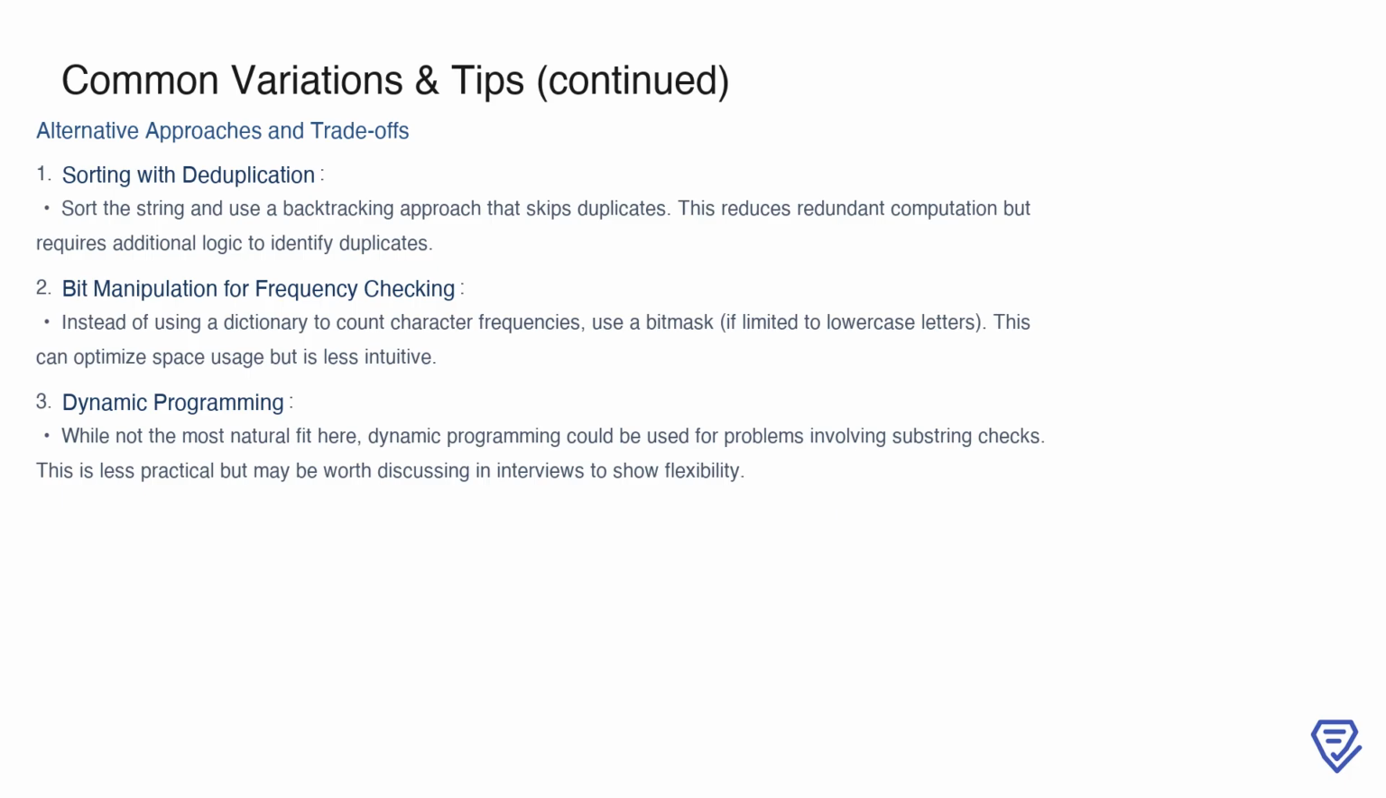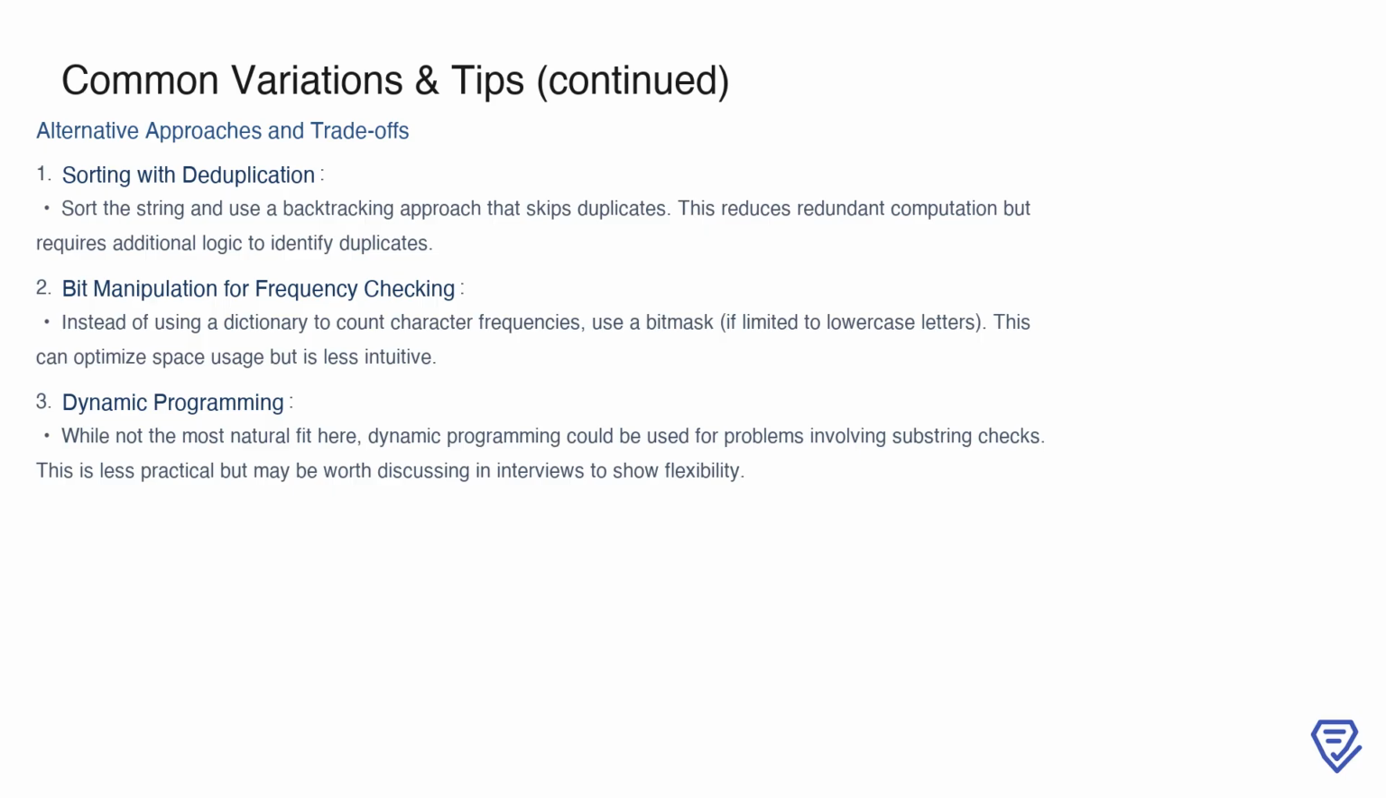One option is to sort the string and then use a backtracking approach that skips duplicates. This reduces redundant computations, but you'll need additional logic to identify duplicates efficiently. Another interesting technique is using bit manipulation for frequency checking. Instead of relying on a dictionary to count character frequencies, you can use a bit mask, which is particularly useful if you're limited to lowercase letters. While this approach optimizes space usage, it can be less intuitive to implement.